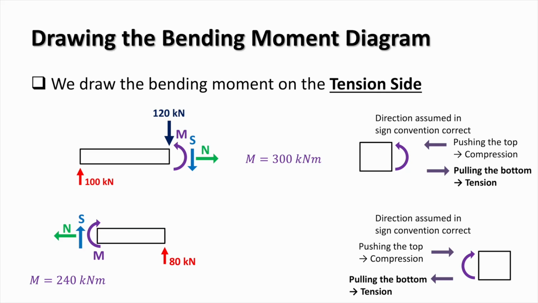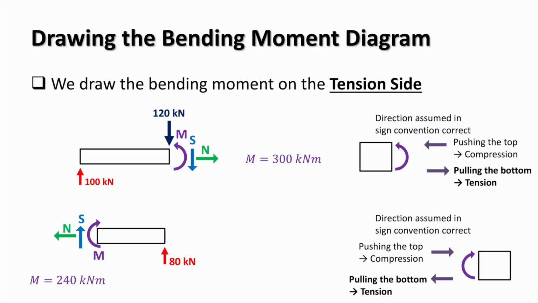Drawing on the tension side is important because the bending moment diagram then mirrors how the beam actually deforms under load. And by drawing it on the tension side, the diagram reflects the physical shape of the beam rather than just showing numerical values. So for example, in reinforced concrete.